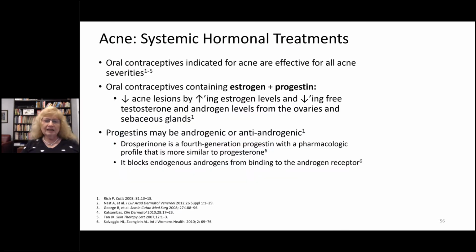They're indicated for acne for all severities, mild, moderate, or severe. They contain estrogen and progesterone typically, and they increase estrogen levels and decrease free testosterone and androgen levels in both ovaries and sebaceous glands. Now, the progestins can be androgenic, meaning that they might make acne worse, or they can be anti-androgenic. And drospirenone is a 4th generation progestin, which is more similar to progesterone.